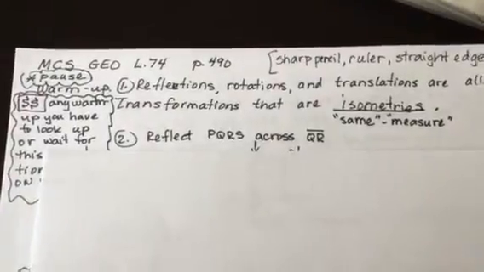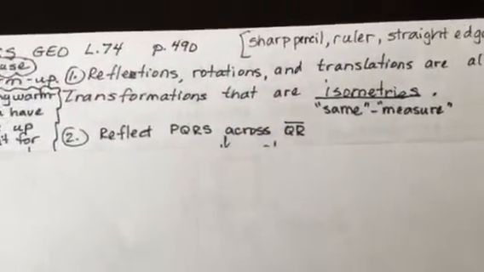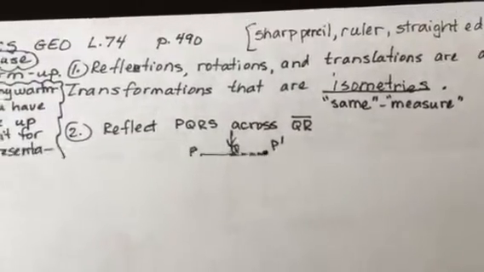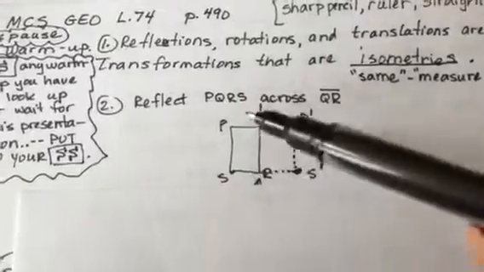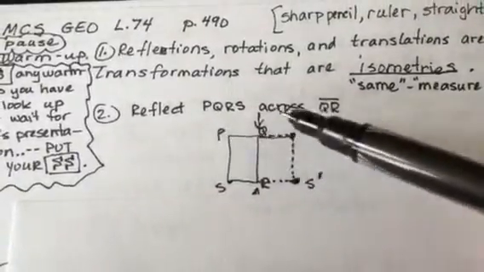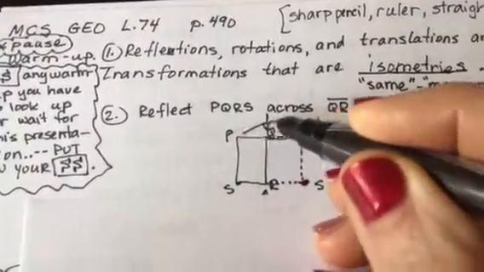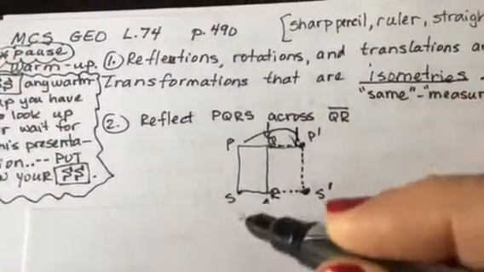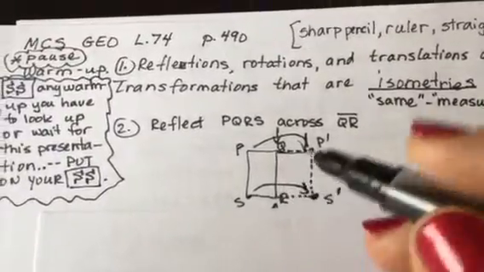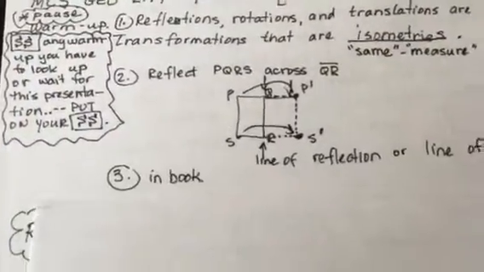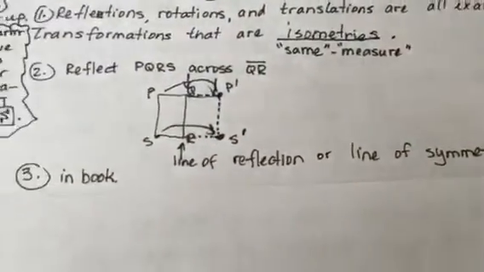Number 2 is to reflect the rectangle PQRS across the segment QR, or the side QR. So this is our reflection line. So here's where P starts, P prime flips over here, S goes to S prime, Q and R, Q prime and R prime are the same. So the line of reflection or line of symmetry.